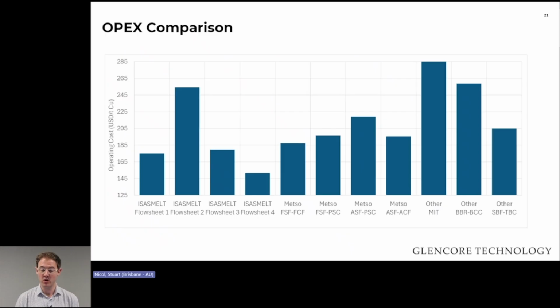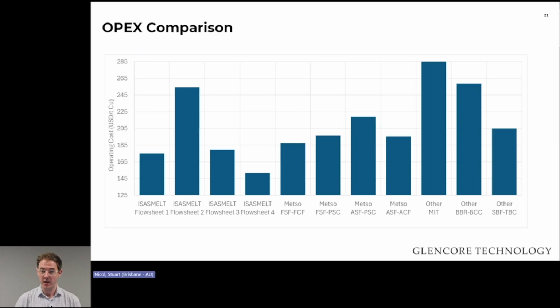Other important things to note is that the Mezzo flow sheet, the ASF, ACF, or this is both the Isasmelt flow sheet and that flow sheet both have TSL technologies in them. Key differences in the technology and the operation have led to the Isasmelt flow sheet having a lower overall OPEX. As you can see, there are 4 different Isasmelt flow sheets, and flow sheet 4 is the best one for this location. This may not apply to all sites and locations.